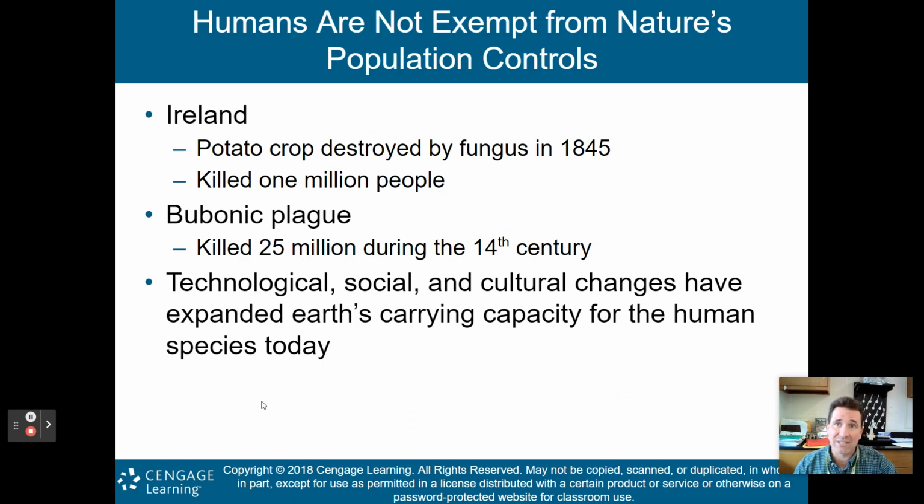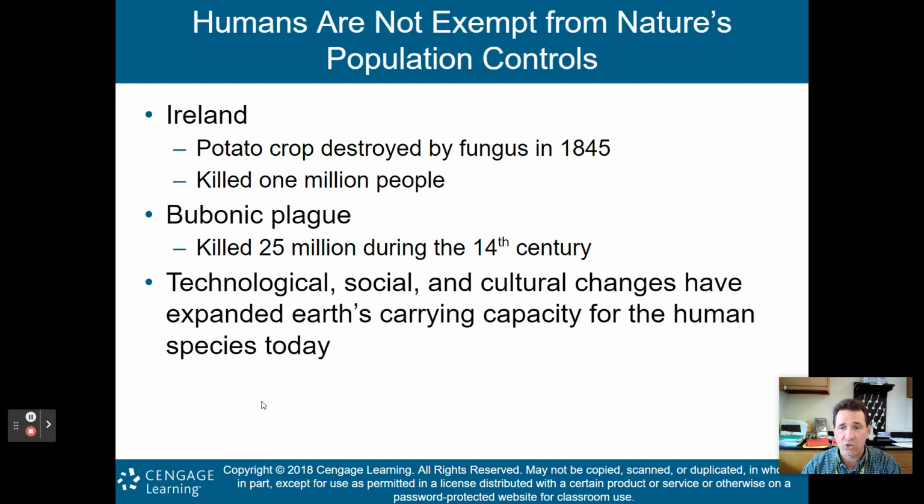And humans are not exempt from nature's population controls. In Ireland, the potato crop was destroyed by fungus in 1845, killing over 1 million people. The bubonic plague killed 25 million during the 14th century. And obviously, we just came out of COVID, which killed many millions of people a couple of years ago.